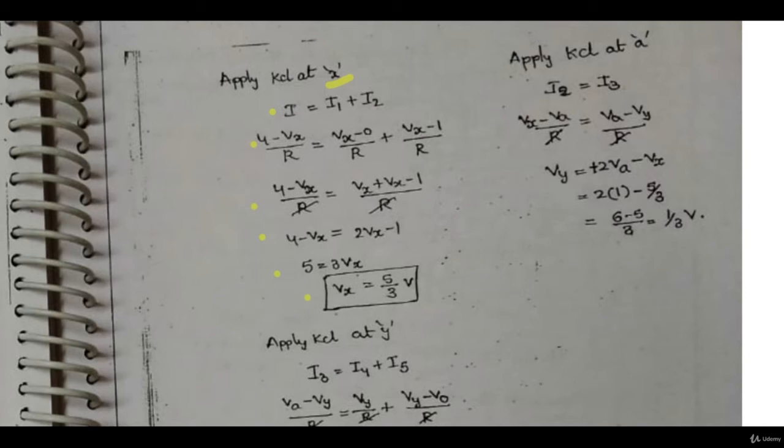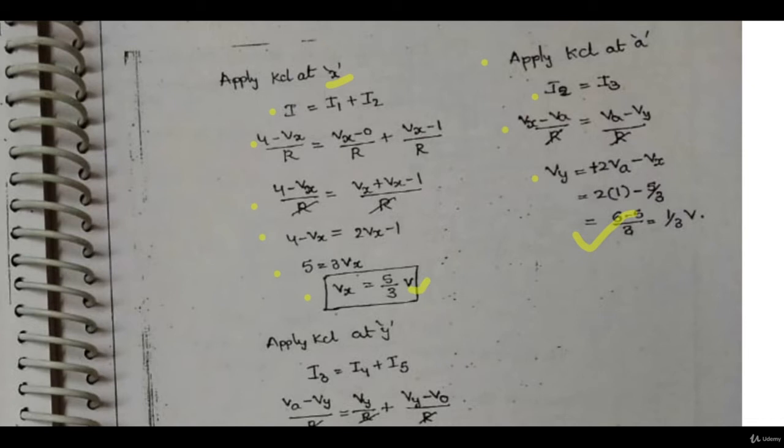So you got the value of Vx, and similarly you can apply KCL at A, which is I2 is equal to I3. Vx minus Va divided by R is equal to Va minus Vy divided by R. So Vy is equal to 2 Va minus Vx, and that will give you a voltage of 1 by 3 volt. You have Vy, Vx.